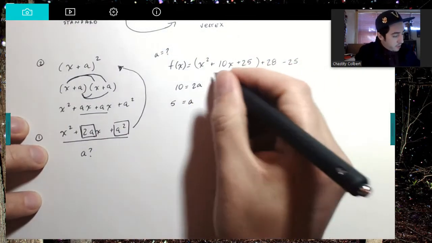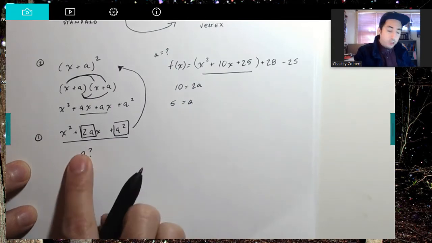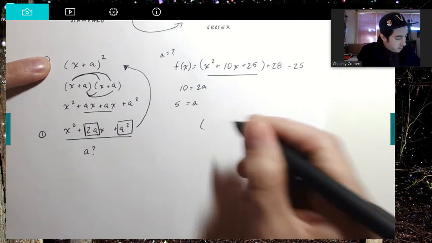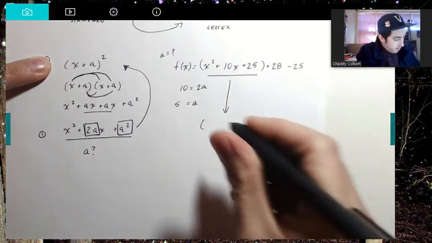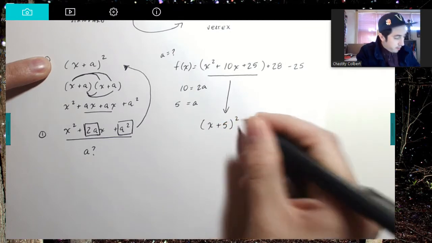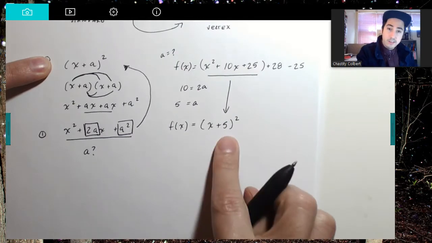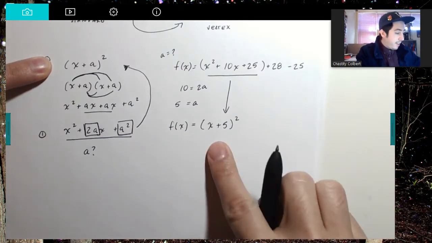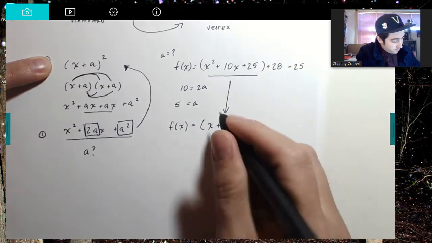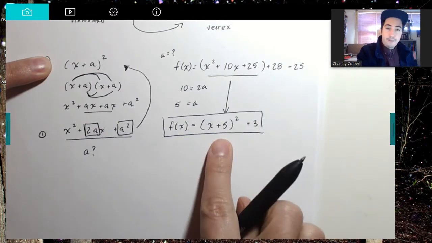And now, this is a perfect square trinomial. So I can go from this form to this form right here. I can rewrite this whole thing as x plus 5 squared. That's what that equals. And then down here, 28 minus 25, that's plus 3. And now you have it in vertex form.